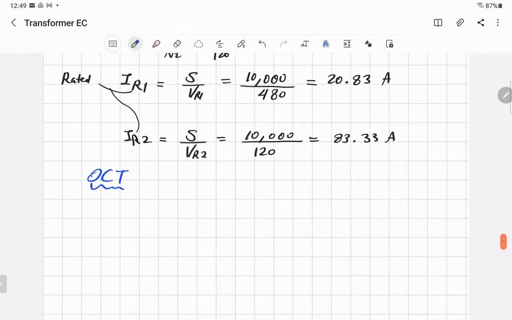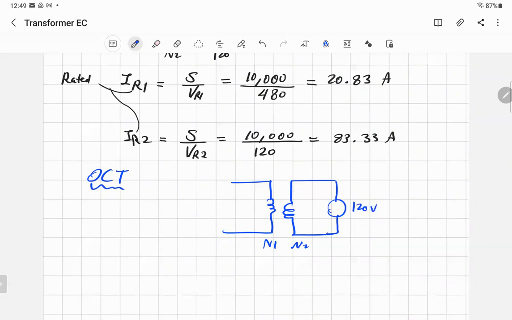So that's a transformer, and that's side 1 and that's side 2. You put everything here, so the voltage, the 120 volts, is applied here. And then they start to take the measurements: the amps, the power, and everything.